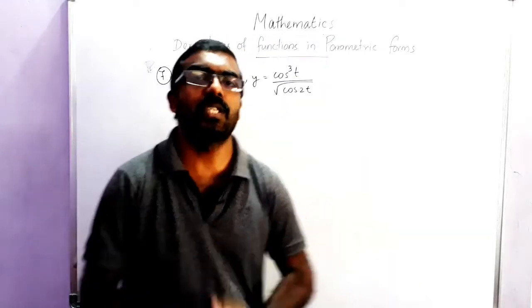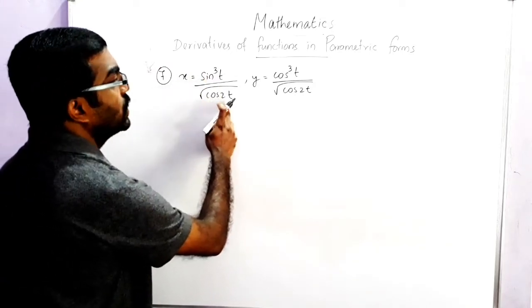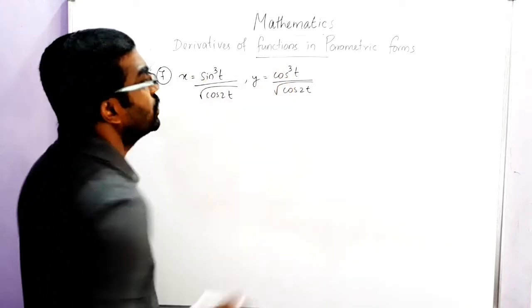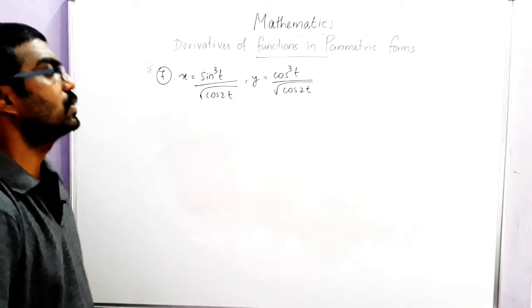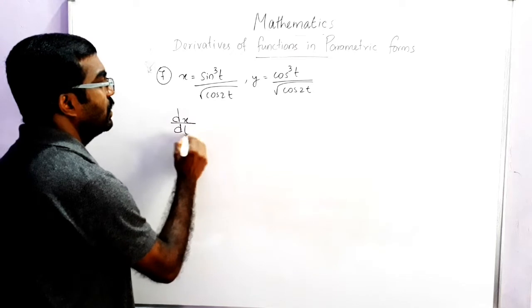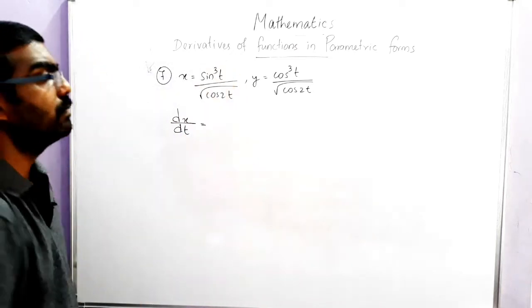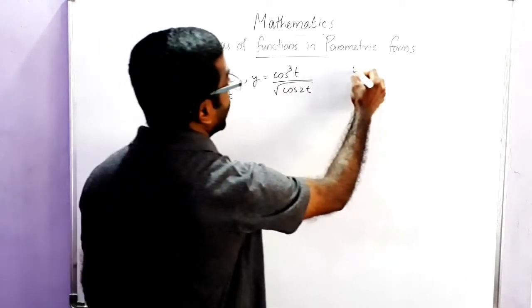Okay. So here the question is x equal to sin cube t divided by root cos 2t and y is equal to cos cube t divided by root of cos 2t. First we can find dx by dt. Here the function is given in quotient form, u by v format. So we have to apply the quotient rule.